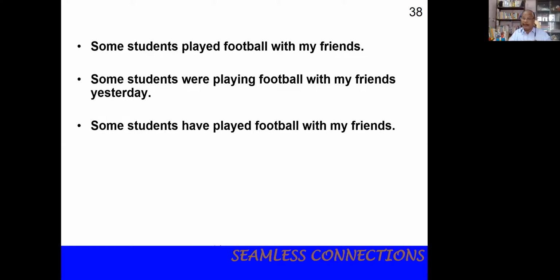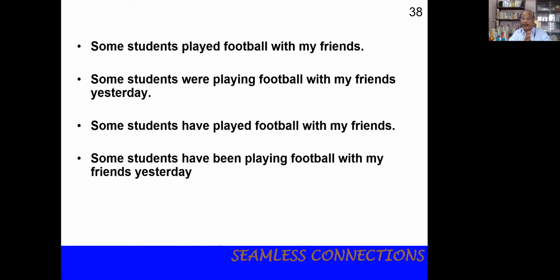The third, perfect. Some students have played football with my friends. There, gone, has gone. Here, have played. So, go, went, gone. The third form of the verb, gone, irregular verb. But here, the regular verb, play, played, played. The regular verb takes the past tense as the past participle, we'll learn more on this.